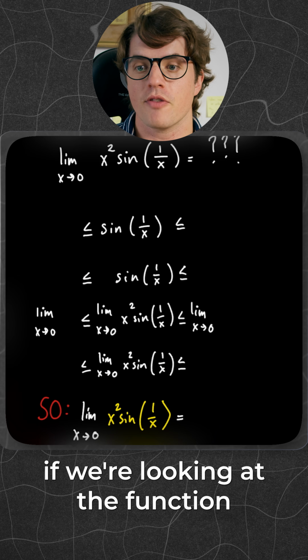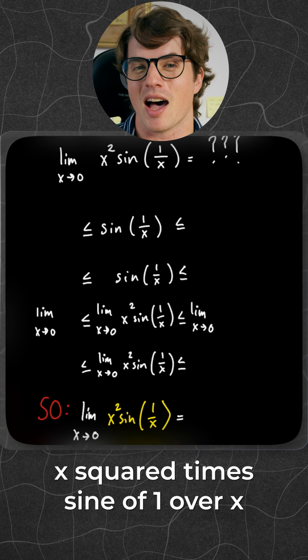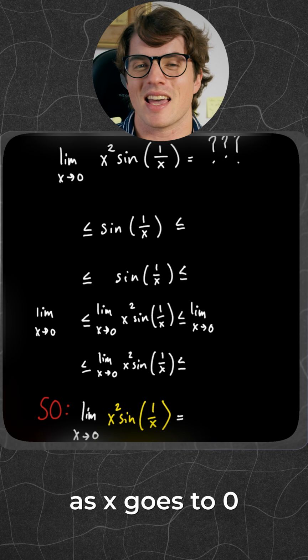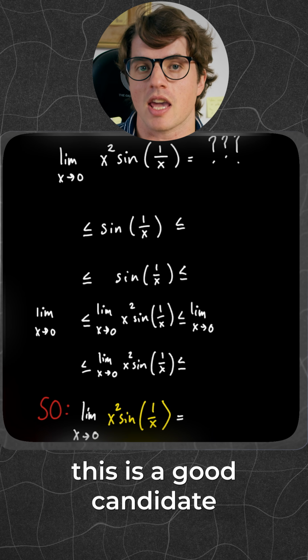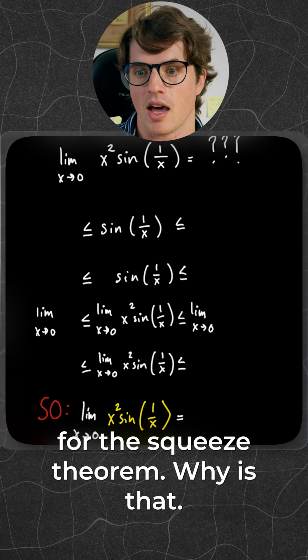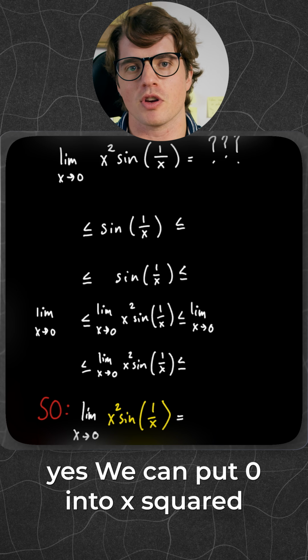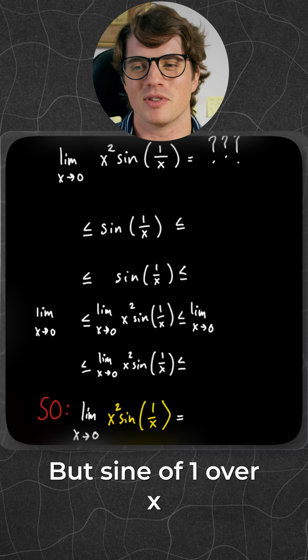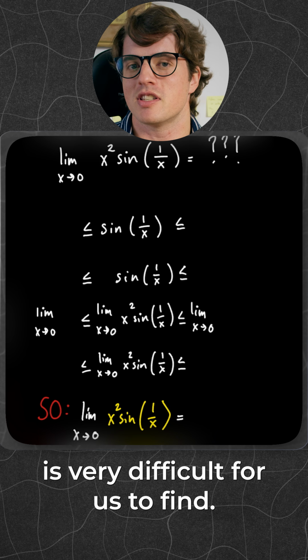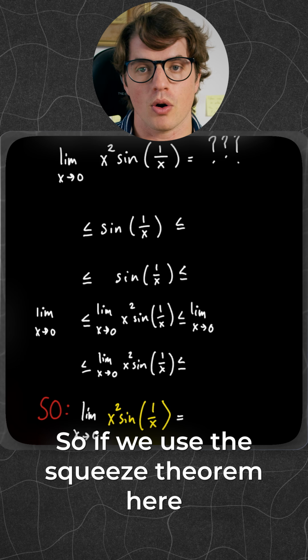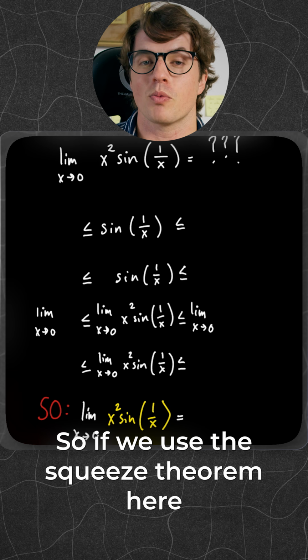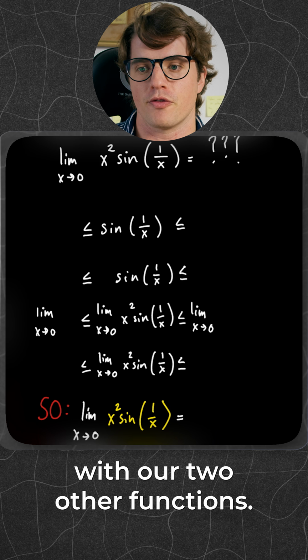For our example, if we're looking at the function x squared times sine of 1 over x, as x goes to 0, this is a good candidate for the squeeze theorem. Why is that? Well, if we try to plug in 0, yes, we can put 0 into x squared, no problem, but sine of 1 over x is very difficult for us to find. So, if we use the squeeze theorem here, we need to come up with our two other functions.